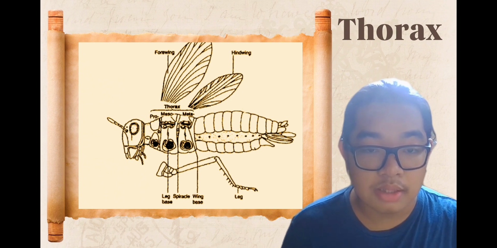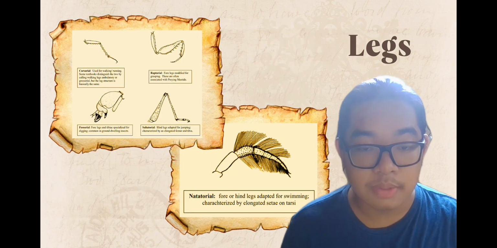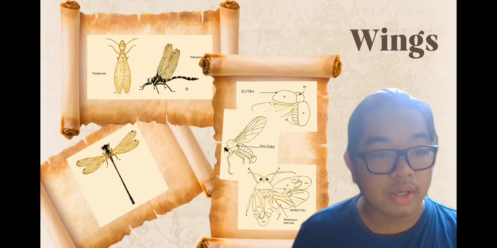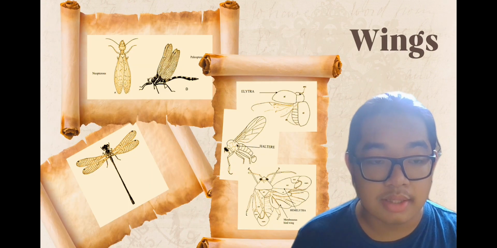Each thoracic segment typically bears a pair of legs. These legs can be adapted for various functions such as walking, grasping, digging, or jumping. Wings are located on the mesothoracic and metathoracic segments of the thorax.